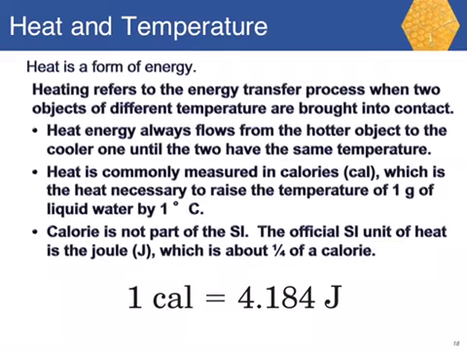Calories are not part of the International System of Units. So the official SI unit of heat is the joule, which I already mentioned, which is about 1/4 of a calorie. So we talked about dimensional analysis and conversion factors during our first lesson. Remember, 1 foot is 12 inches, and we used a couple of others. 1 pound is 453.6 grams. So here's another conversion factor. 1 calorie equals 4.184 joules.